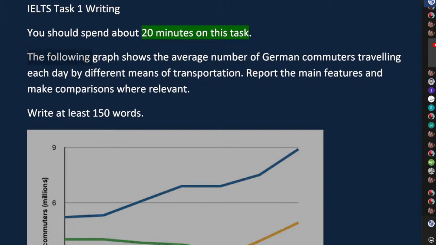Read with me. The following graph shows the average number of German commuters traveling each day by different means of transportation. Report the main features and make comparisons where relevant. Okay, awesome. So we've read this. It's German commuters. Hopefully you know what the word commuters means, but if you don't, it's not the end of the world. Don't panic. You still have the graph, and a picture is worth 1,000 words.